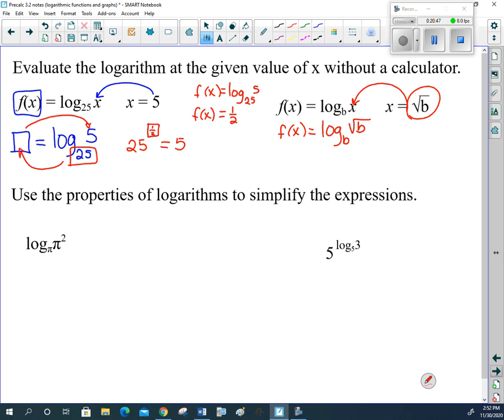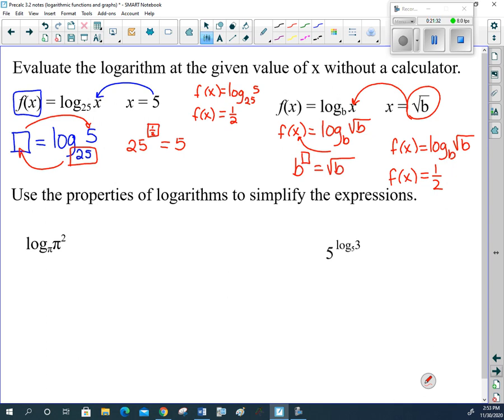Always start with the base. So b, start with the base, move to the power, and it always equals the argument. So what would that have to be? That also would be a half. So the answer here would be a half. Let's rewrite that: f of x equals log base b of the square root of b, and all of that turns out to be a half. You couldn't do that one on your calculator even if you wanted to, because we don't know what b is. So it's good to understand how to rewrite from logarithm form into exponential form.